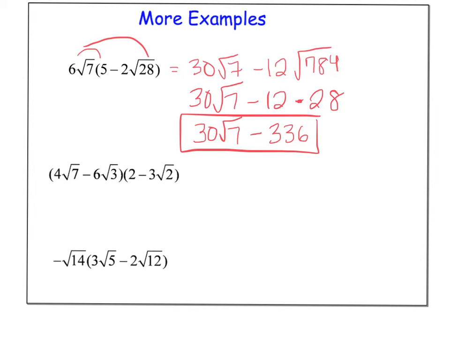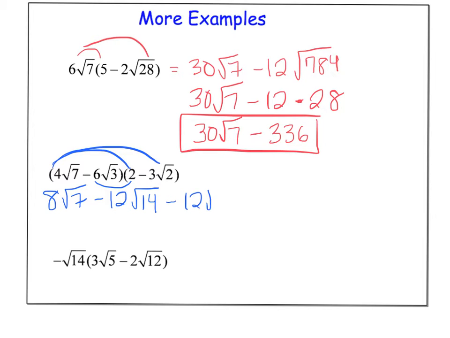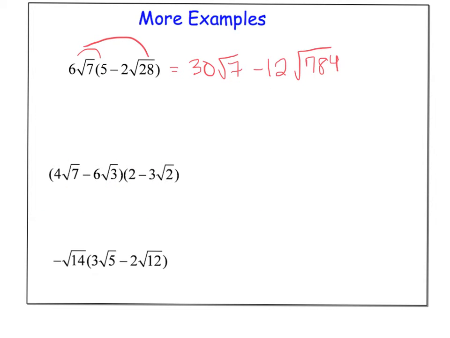Next example is a FOIL problem. So I will end up with 8 square root of 7, negative 12 square root of 14, negative 12 square root of 3, and a positive 18 square root of 6. Remember, you can always pause if you feel like this is going too fast. Alright, I am looking at these, trying to find any perfect squares under radicals, and none of these have those. And there are no like terms to combine, no like radical parts, so you're done with this one.